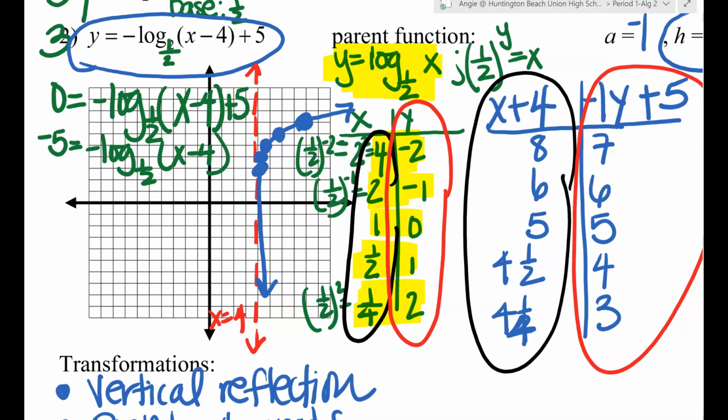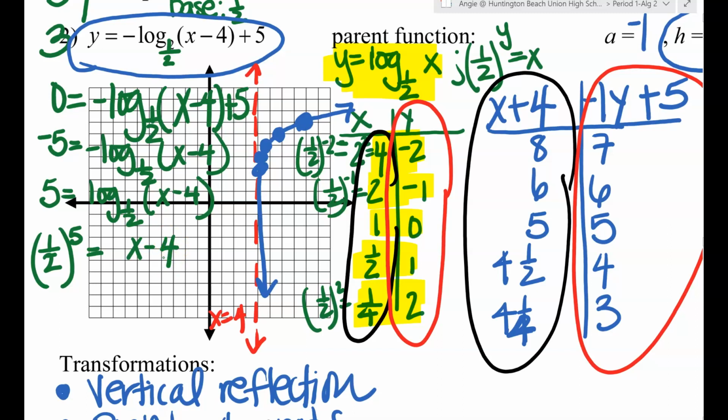Now, we want to isolate the log, just like you would isolate the exponential, just like you would isolate the radical. So we're going to multiply both sides by -1. So that's going to give us 5 equals log base half of x minus 4. Now, log is all by itself. The only thing left to do is write it as an exponential. So base is 1/2, and I want you to raise it to the 5th power, just like that, equals x minus 4.